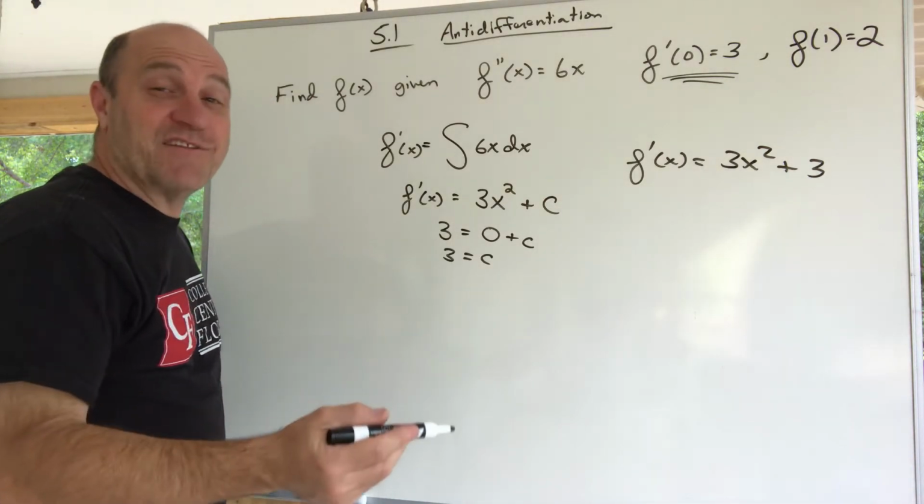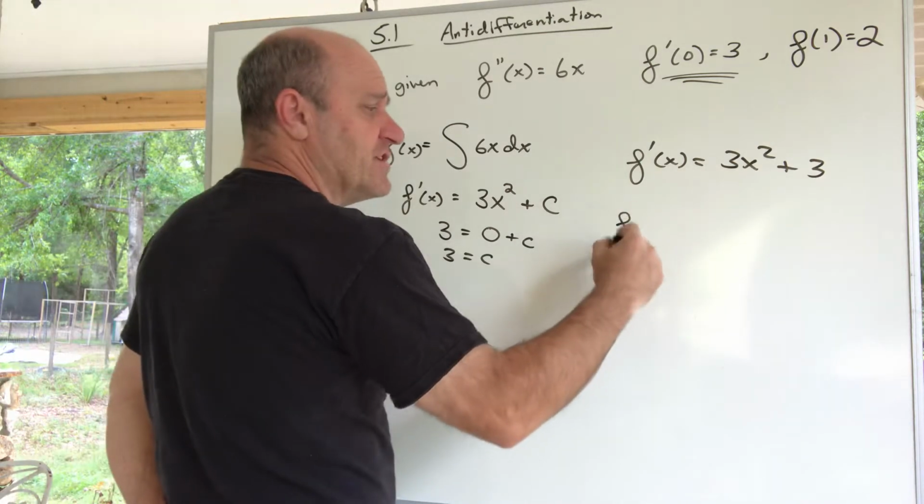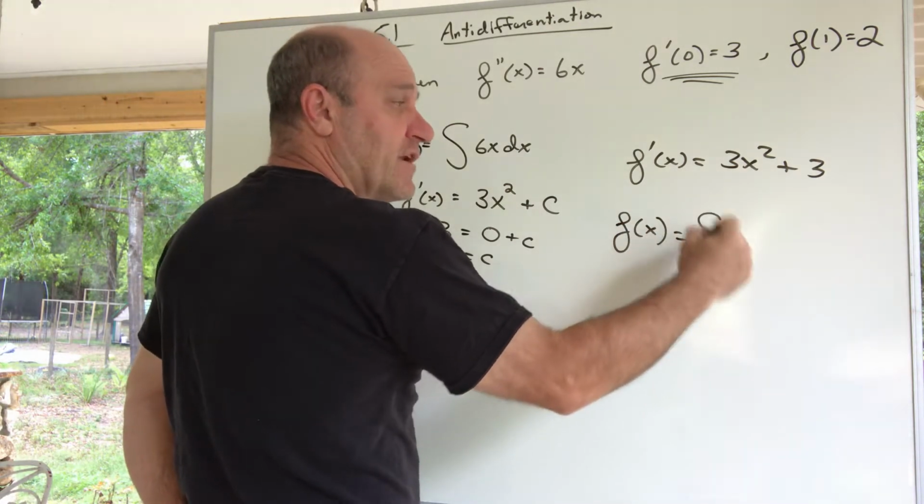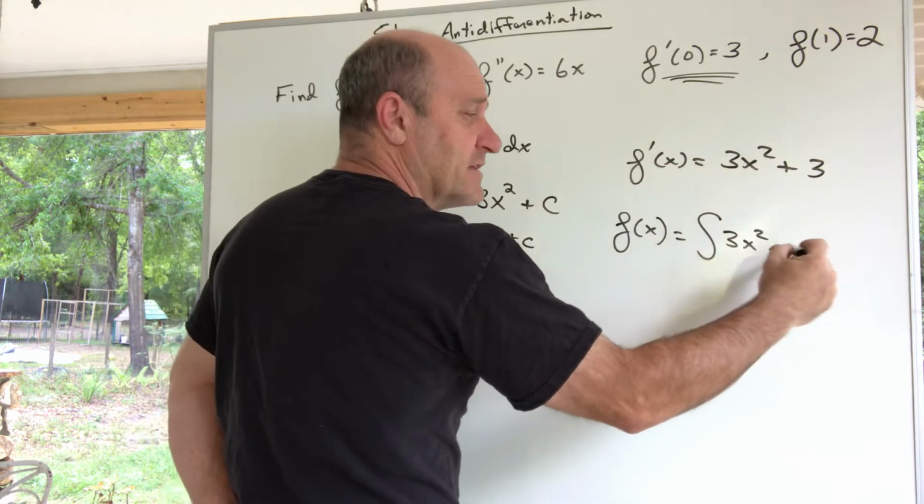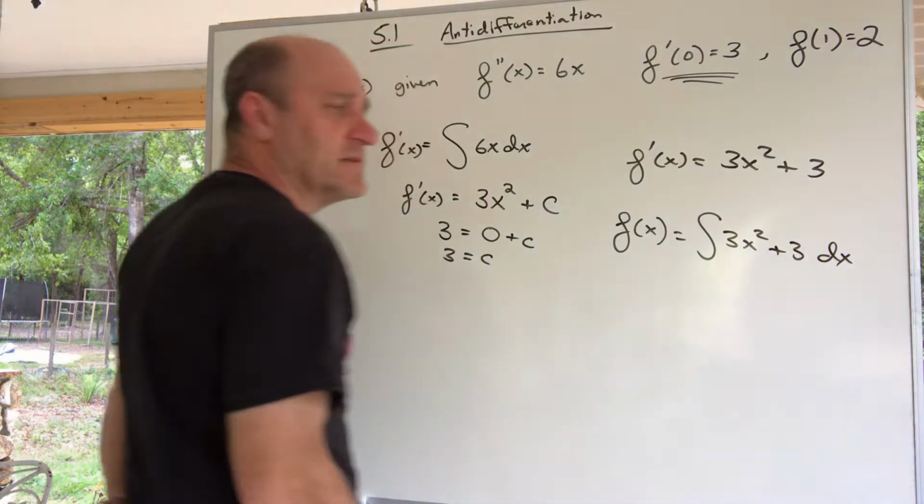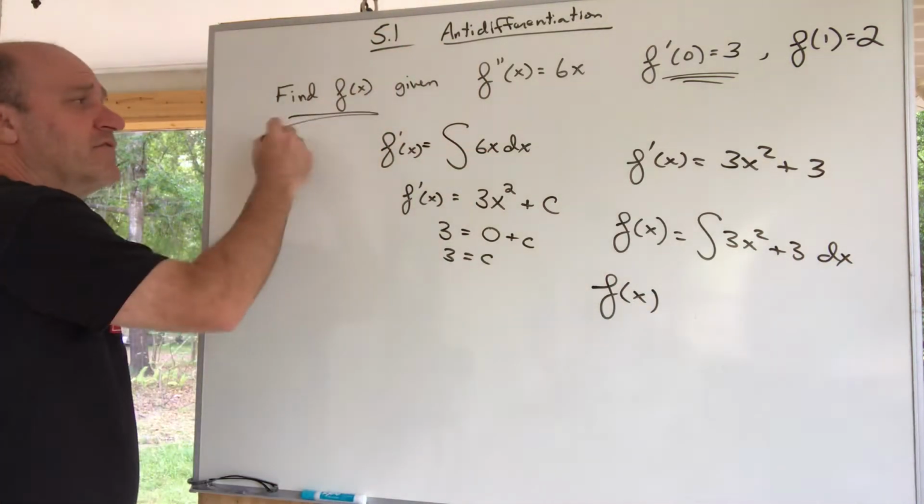All right, I'm trying to get to the function, so guess what? I play that game one more time. To get to the function now, you have to integrate the first derivative, do the antiderivative. So now I'm integrating this with respect to x. All right, here we go. This will be the function. That's what we're trying to find, the function.